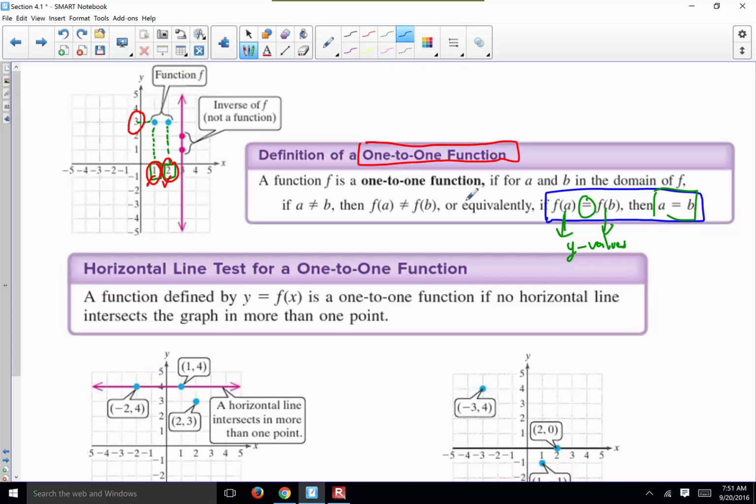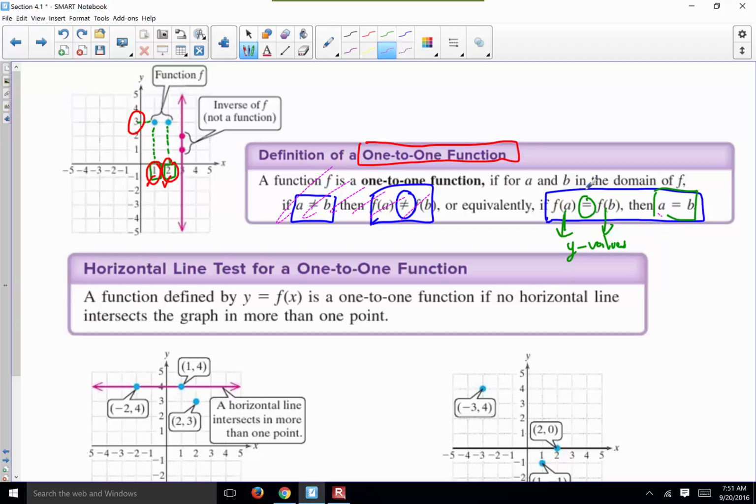So it's saying that no two different guys can go to the same address. Their addresses must change. So there are two definitions here. However, we will not be using the left side. This is the side we will be using in problems. If y values match, then x's must be the same. A and B are not two different guys.